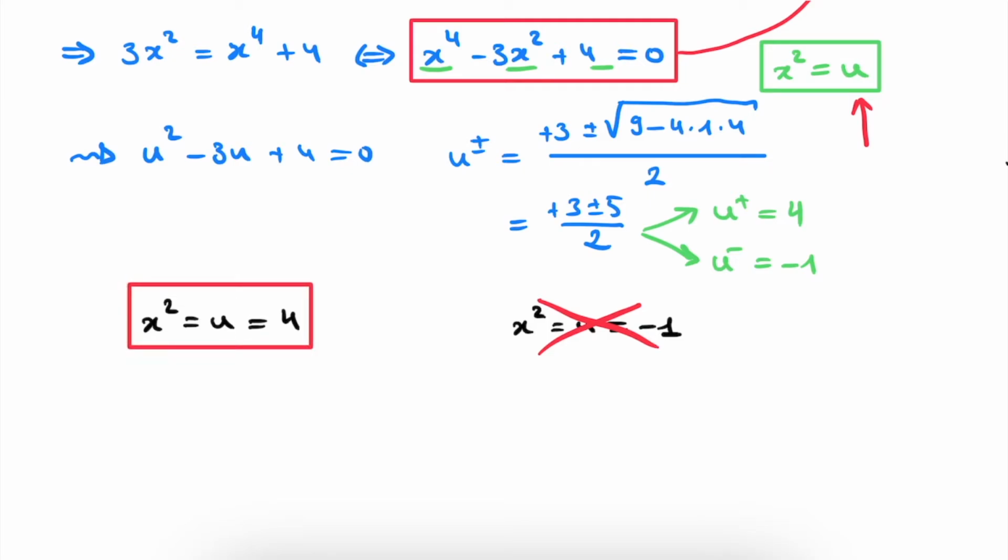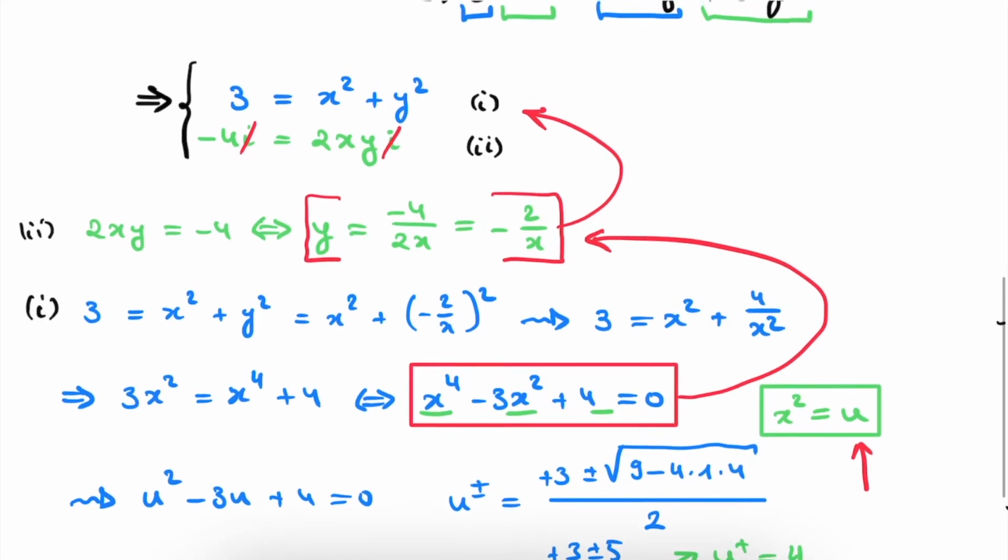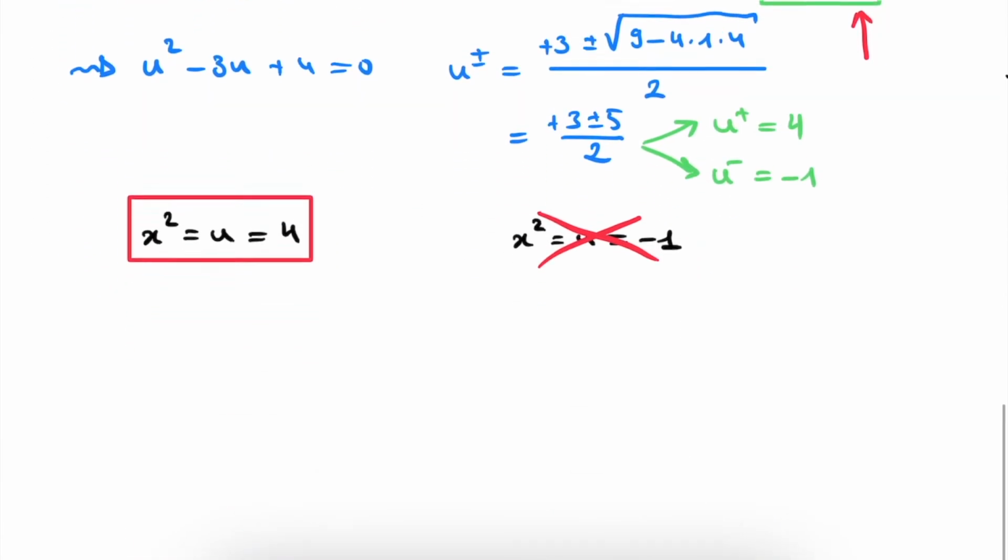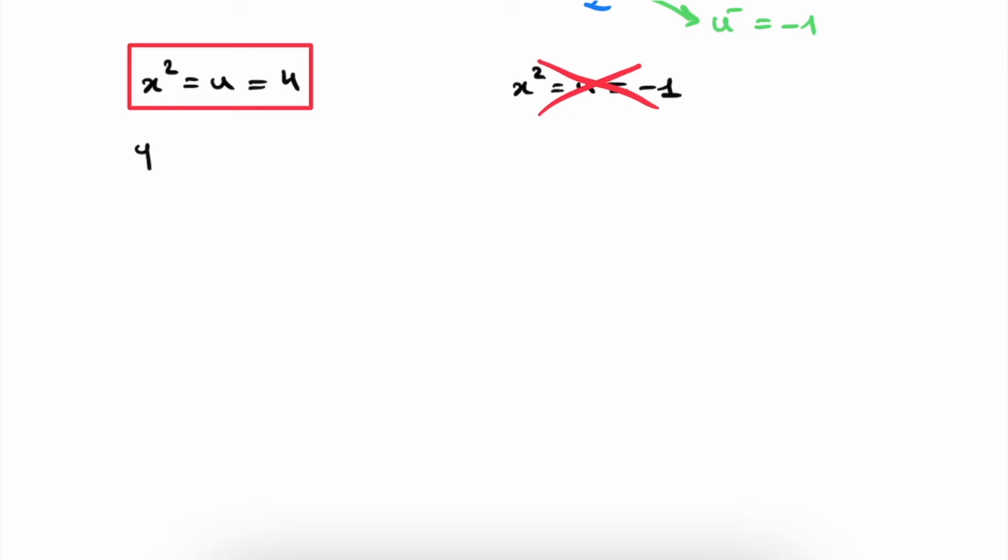So now that we have a value for x squared, let us go back and see how we could connect x with y. We saw right here that y is equal to minus 2 divided by x. So now we can, of course, first rewrite this right here so we don't forget it. So y is minus 2 divided by x.